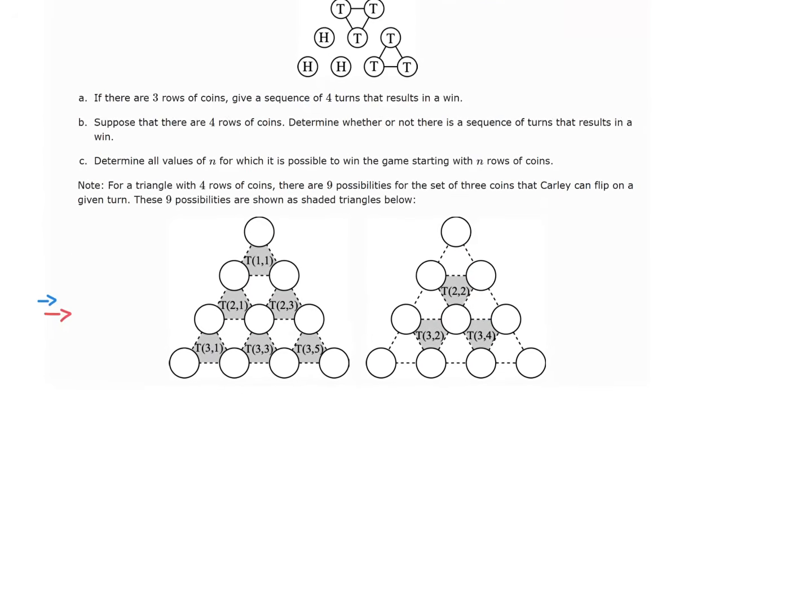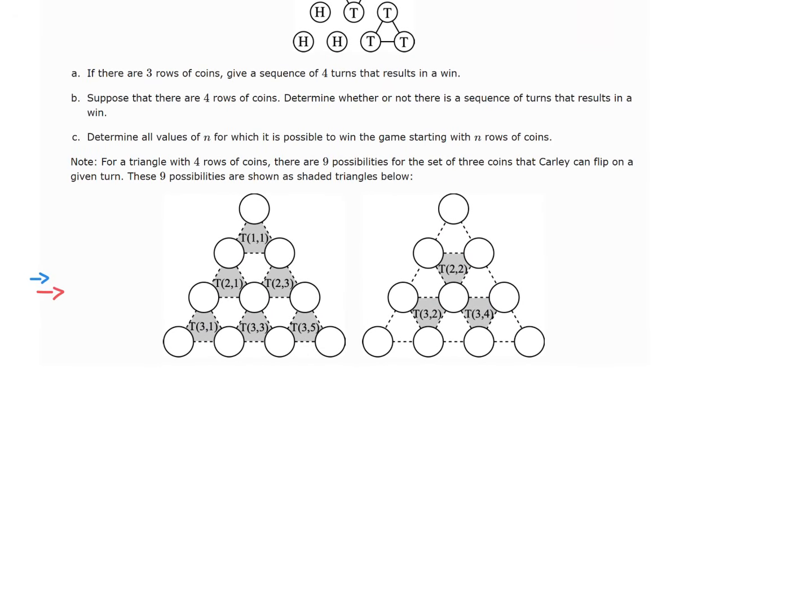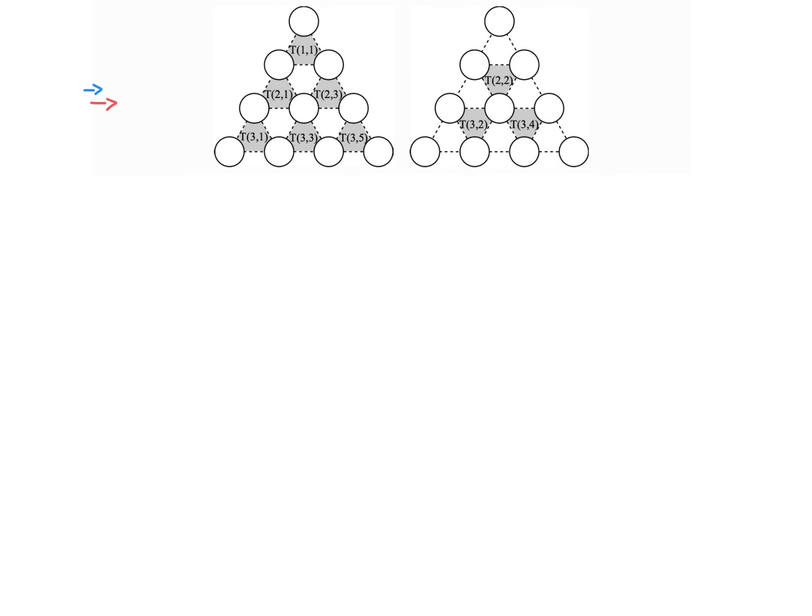All right, let's move right along to part B. Suppose that there are 4 rows of coins. Determine whether or not there is a sequence of turns that results in a win. So we're going to need a lot of space for this one. Okay, so let me keep one of these guys in the frame, because that's already 4 rows of coins, right? Yeah, that's pretty good to have it as a reference.